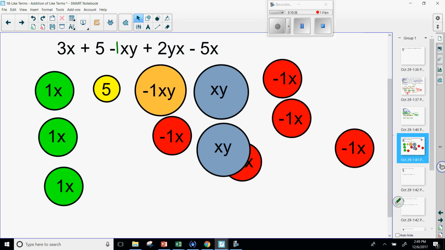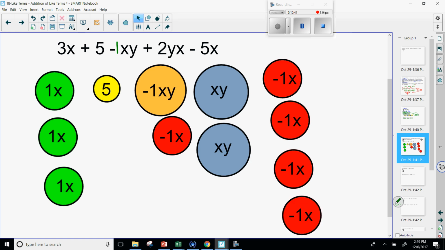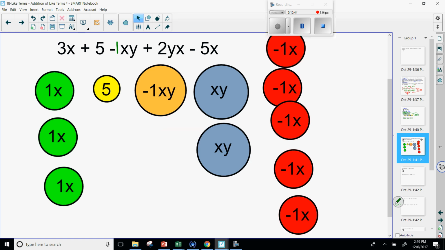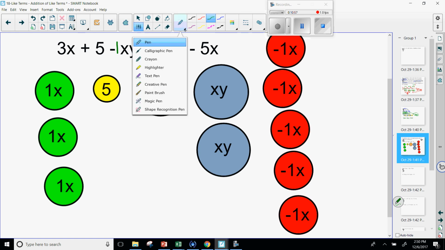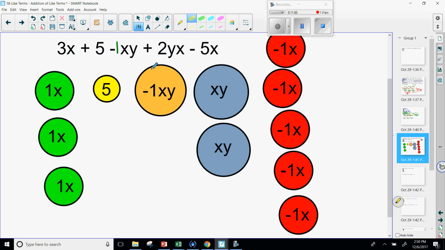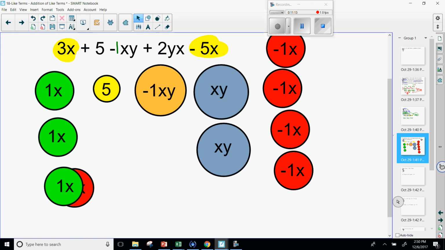Now, out of all of these, which ones are like terms? Can you determine which ones are like terms? As I look at it, did you notice that I did something with the size of the circles as well? What do you notice about the size of the green ones and the red ones? If I were to take one of these, what do you notice about the size of them? They are the exact same size.